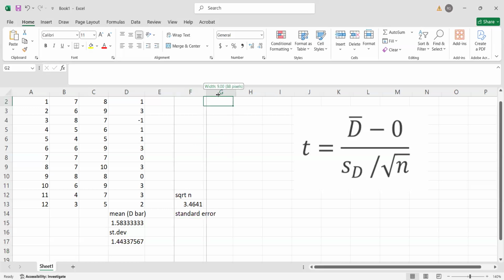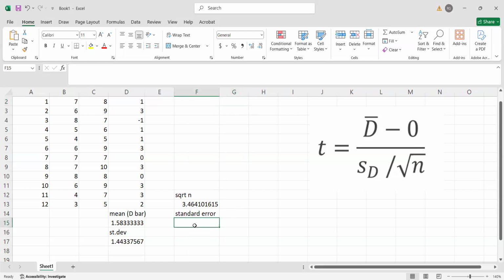Okay, we're going to take the standard error, which is this whole term on the bottom. It is the standard deviation, so I'm going to type in equals and click on the standard deviation of difference scores that we just found, divided by the square root of n. We just found what that is right here. So I'm going to divide those to get the standard error. Cool. That's our denominator. And so now all we have to do is put it together.